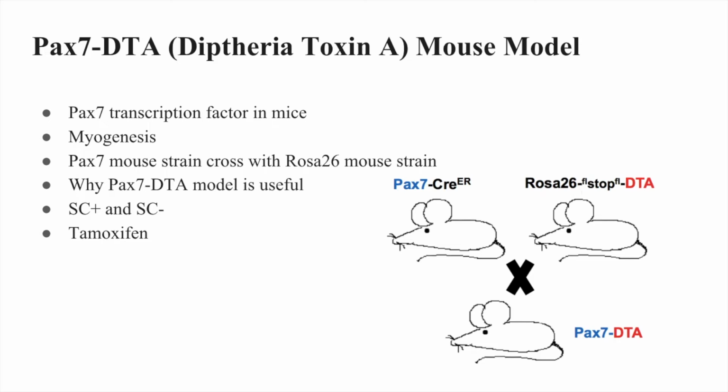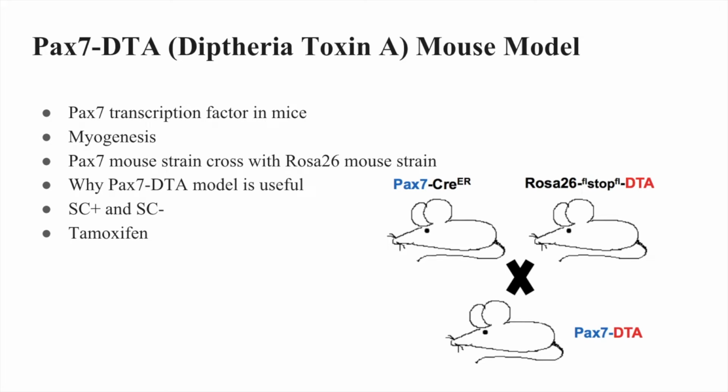Next, we'll discuss the PAX7 DTA mouse model. PAX7 is a transcription factor found in mice that is important for muscle tissue growth and regeneration, or myogenesis. The PAX7 mouse strain can be crossed with a ROSA26 mouse strain in order to obtain the PAX7 DTA mouse model, which is useful in enabling the depletion of satellite cells.